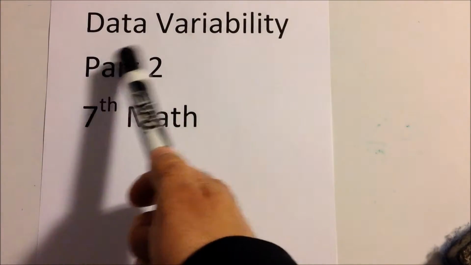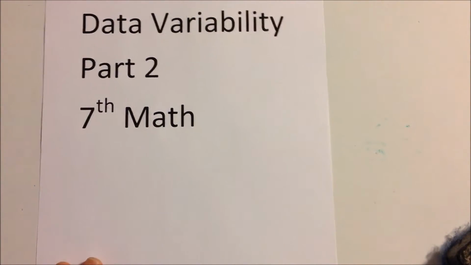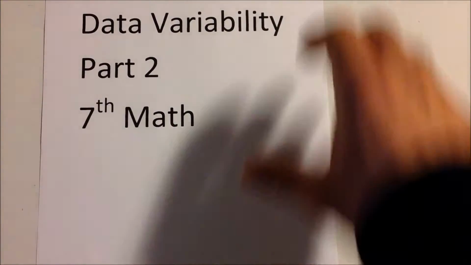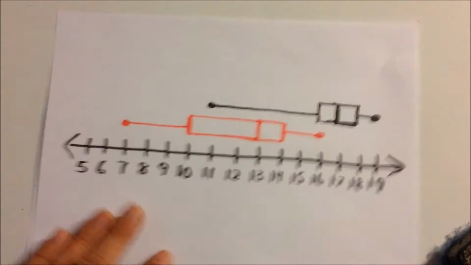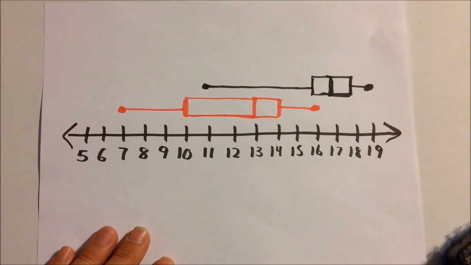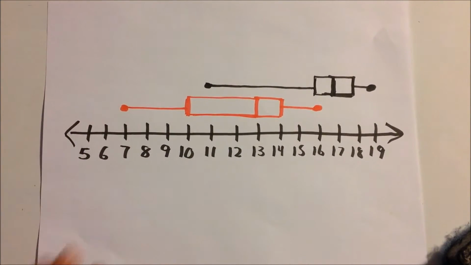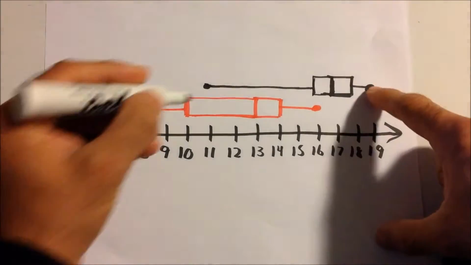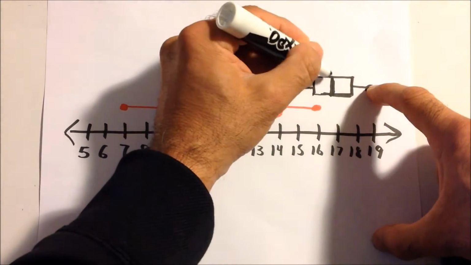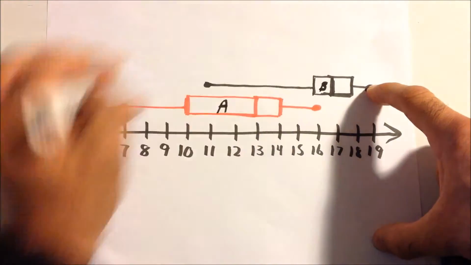Okay, here's our video on data variability part 2. So we already went over how to make a box plot or a box and whisker plot. So here's two box and whisker plots. And here when we see two of them, we want to check for variability. We want to compare them. So we'll just make the red box A and this other box will just say B.